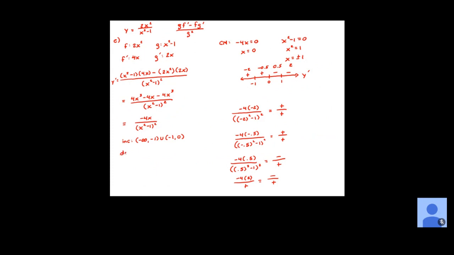Then our intervals of decrease are going to be what? Good. 0 to 1 and 1 to infinity. Okay, again, there's going to be that asymptote at positive 1, so that's why we have to split our interval at 1. Any questions on finding the intervals of increase and decrease?